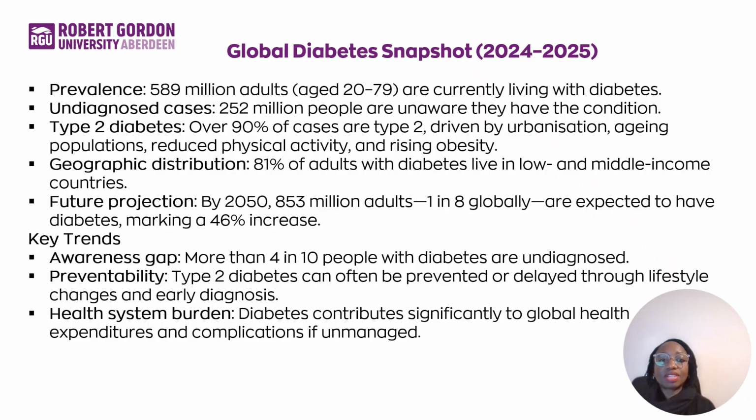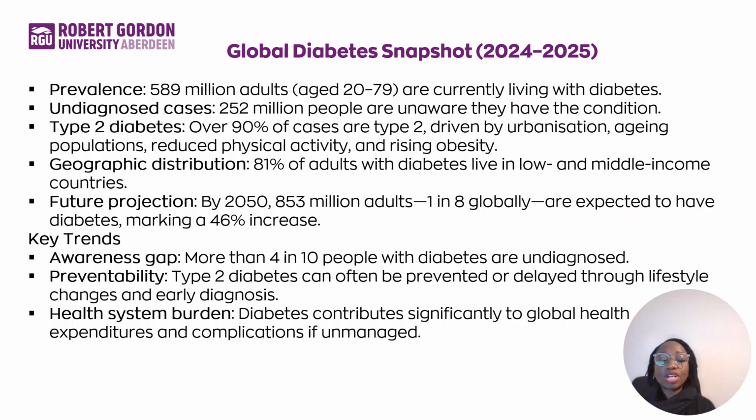Okay, and it is said that 81% of adults with diabetes live in low and middle income countries. And the future progression is that around 800 million people, so that's 1 in 8 globally, are expected to have diabetes, which will mark around a 46% increase. So, some awareness gaps and trends to be aware of.